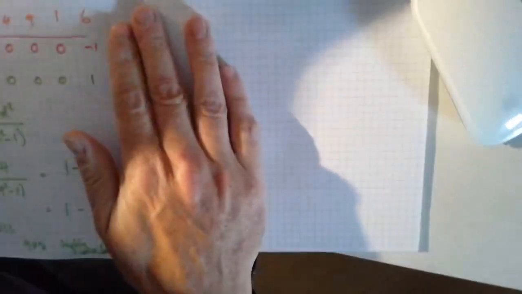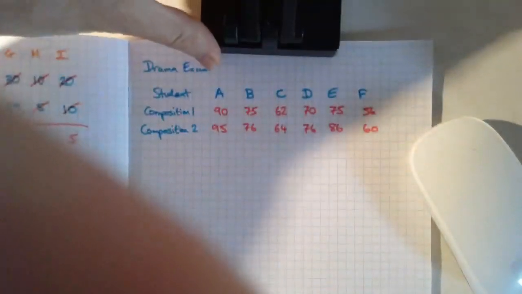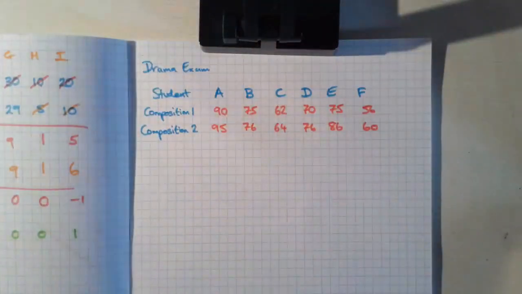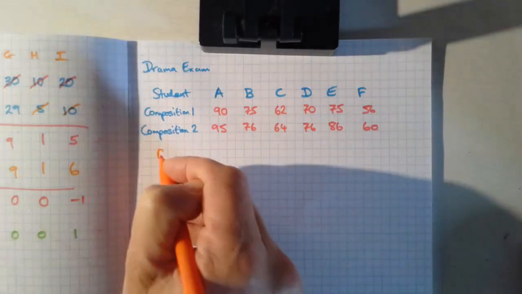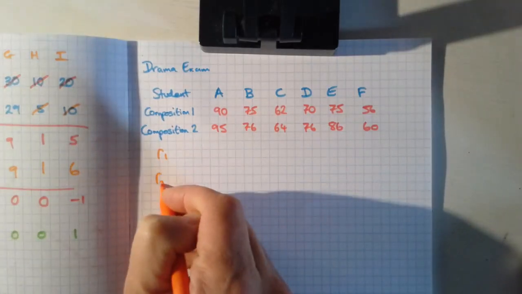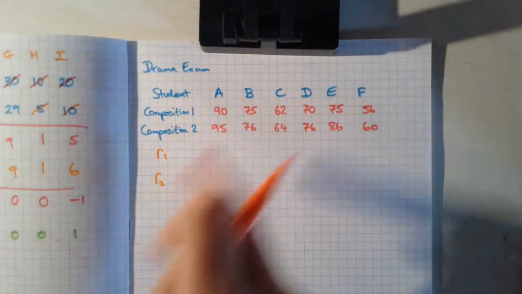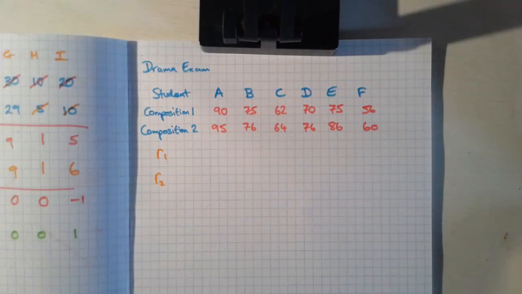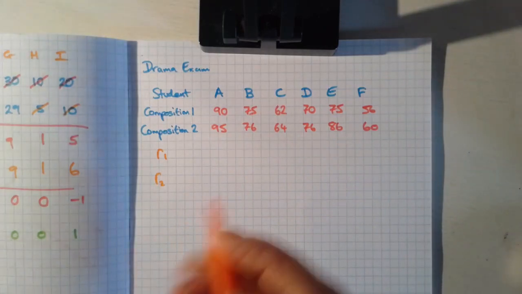Now I've got a separate question here, which is a drama exam, where the two components have been given 2 scores. Again, we're going to rank these to see if there's an agreement between the two components, that the best students are ranked the same and the weakest students are ranked the same as well. So let's start with this.